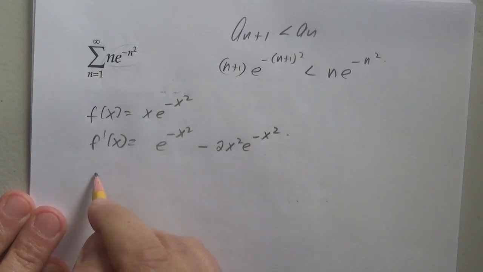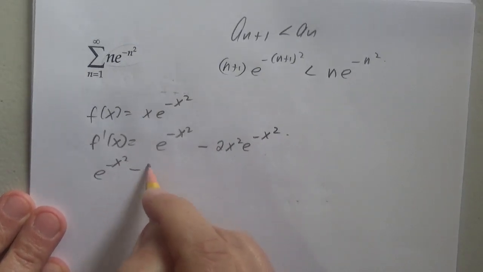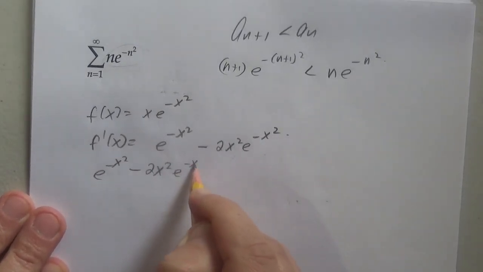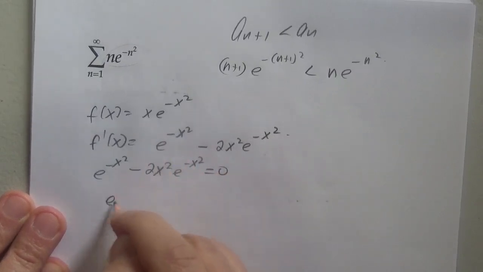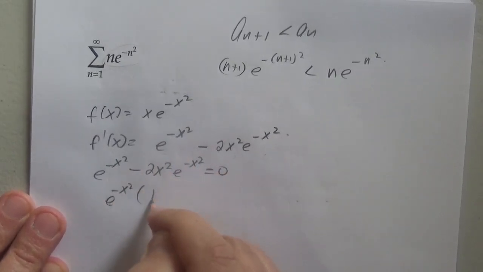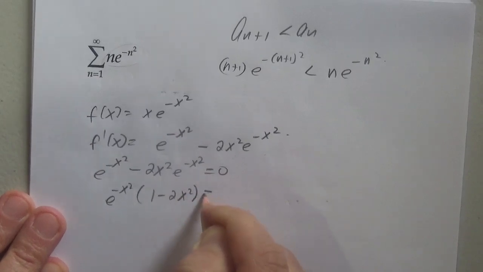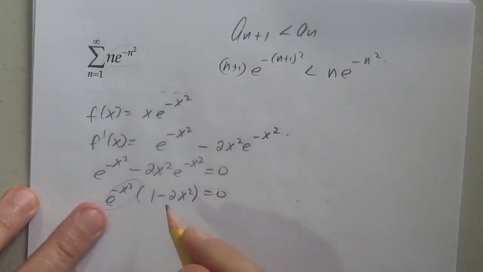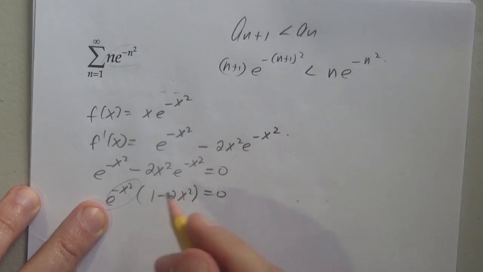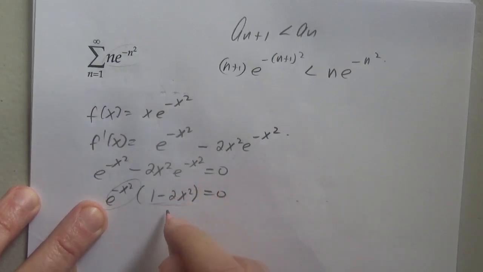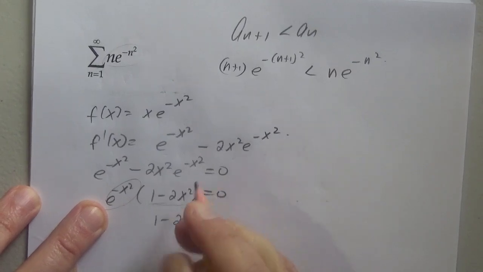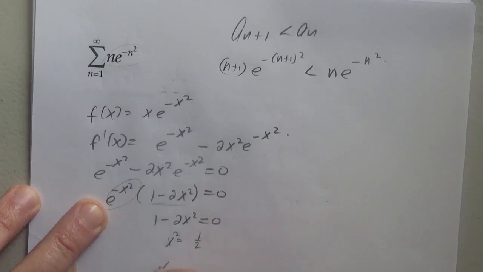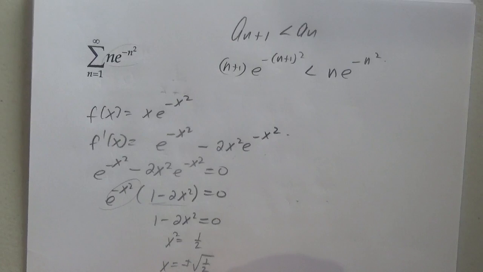So I'm going to set this equal to 0. Negative x squared minus 2x squared e to the negative x squared is equal to 0. I'm going to take out a negative e to the negative x squared and I get 1 minus 2x squared is equal to 0. This thing's never equal to 0. It's always positive, so I'm not really too interested in that. This thing over here, if I set it equal to 0, I get x squared equals a half, so x equals plus or minus the square root of a half, which is a pretty small number.